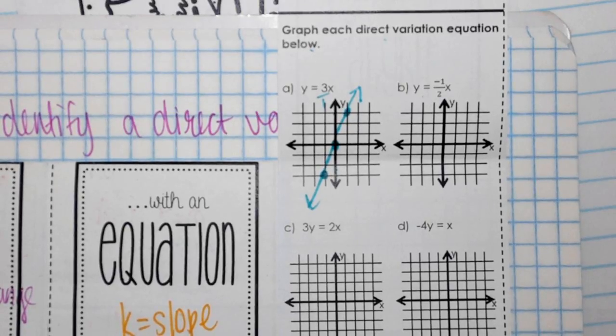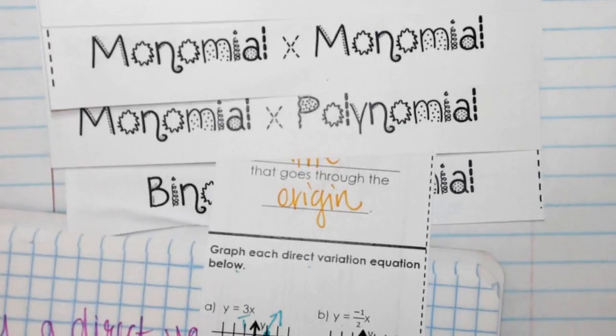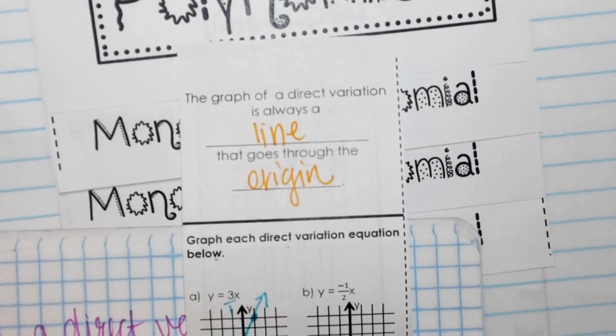It says line or origin. Origin. We're done. Alright, what's happening, Blair? Get it together.